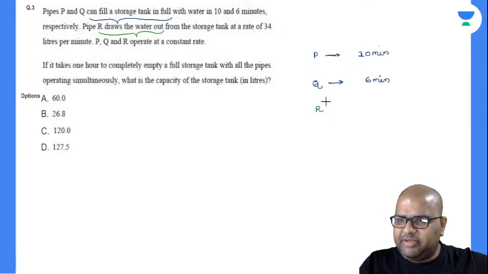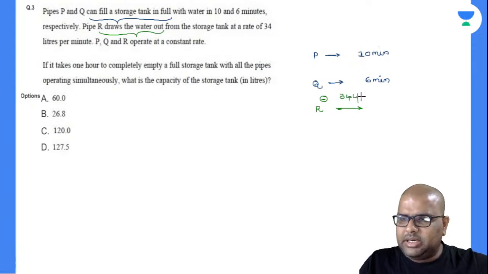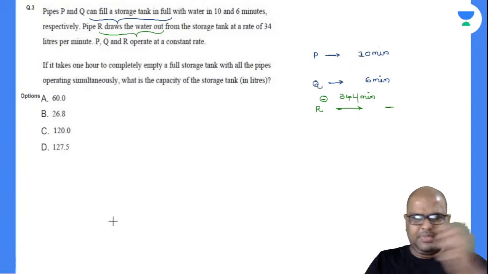R is nothing but a withdrawal pipe which removes water. Did they give the complete data? No, right? Complete minutes were not given there. So the only data given is that it can withdraw 34 liters per minute, and the remaining data is not given. Let us write it down later.